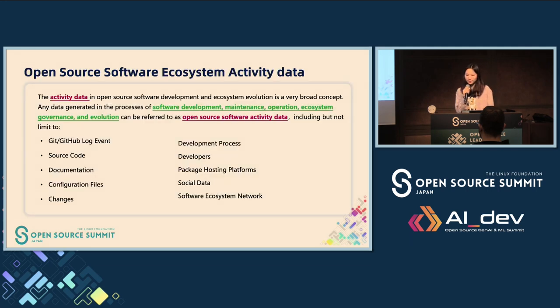Of course, although GitHub's data covers most of the processes of modern open source software collaborative development, it is still very incomplete. So here we define open source software ecosystem activity data as any data generated in the processes of software development, maintenance, operation, ecosystem governance, and evolution, including but not limited to Git and GitHub log events, source code, documentation, configuration files, changes, development processes, developer behavior events, package hosting platforms, social data, software ecosystem networks, and so on.